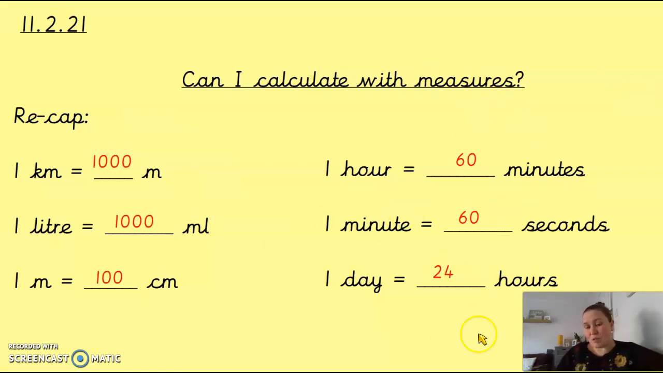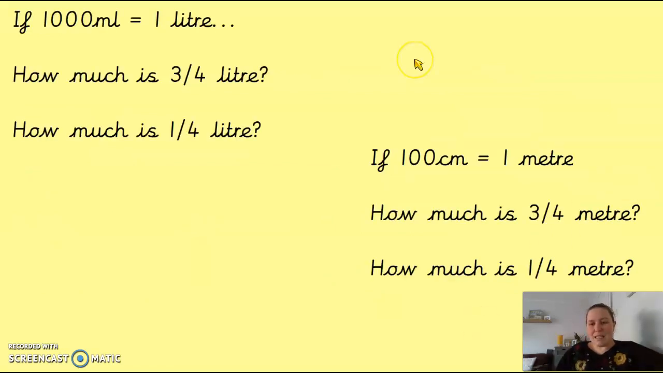These ones are the time ones. We know that they don't work in tens, hundreds and thousands. They work in different numbers. So 1 hour is 60 minutes, 1 minute is 60 seconds, and 1 day is 24 hours. So you might need those things later. What we're also going to need to think about is part of metres and litres and kilograms, okay?